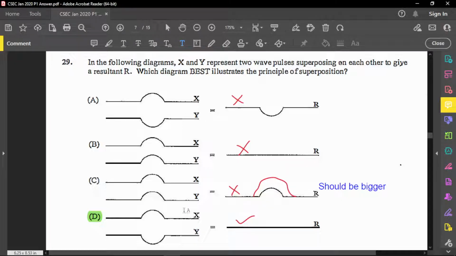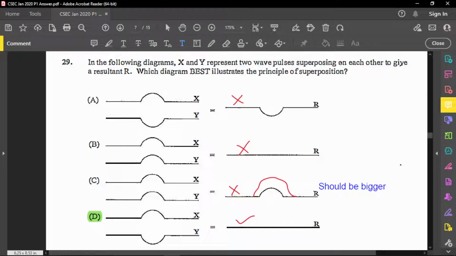All right. And so D now is correct because these two are out of phase. They're opposite, going in opposite directions. And so they're out of phase. If they come together, then you should have a cancellation of the wave pulses. All right. So D is absolutely the correct answer.